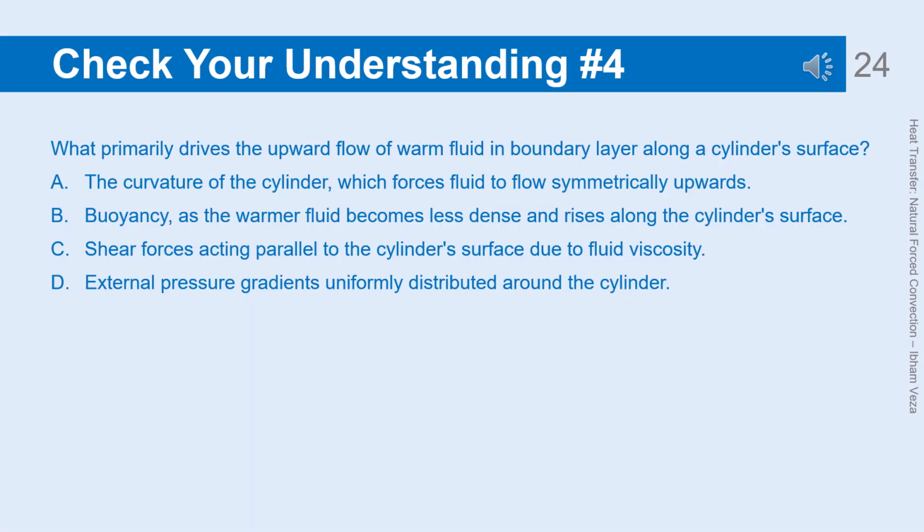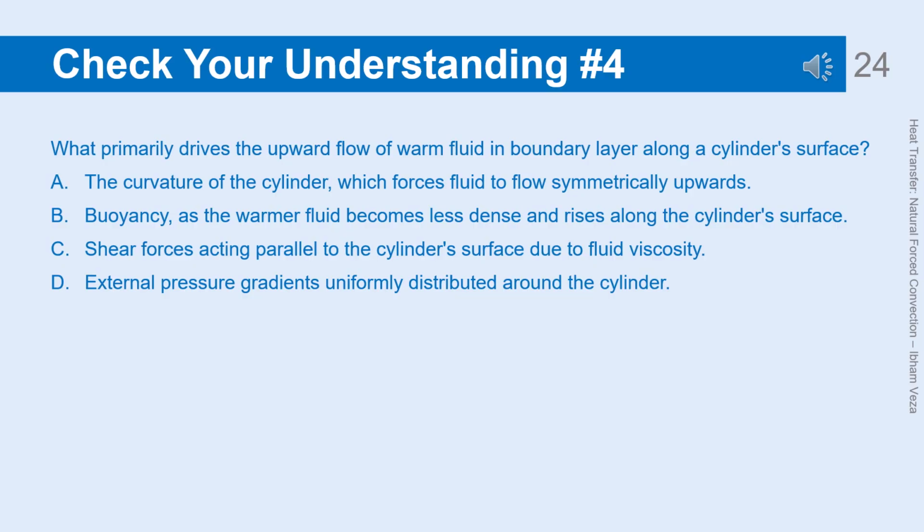Correct answer B. Buoyancy, as the warmer fluid becomes less dense and rises along the cylinder's surface. Explanation of incorrect options. A. The curvature of the cylinder, which forces fluid to flow symmetrically upwards. This is incorrect because the curvature affects flow distribution and heat transfer, but does not directly drive the upward flow of warm fluid. The flow is primarily driven by buoyancy. C. Shear forces acting parallel to the cylinder's surface due to fluid viscosity.